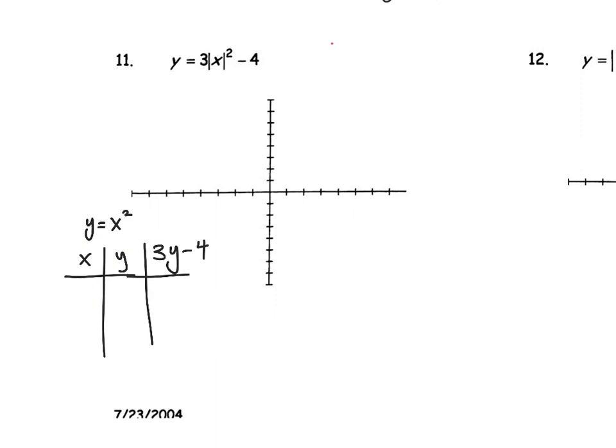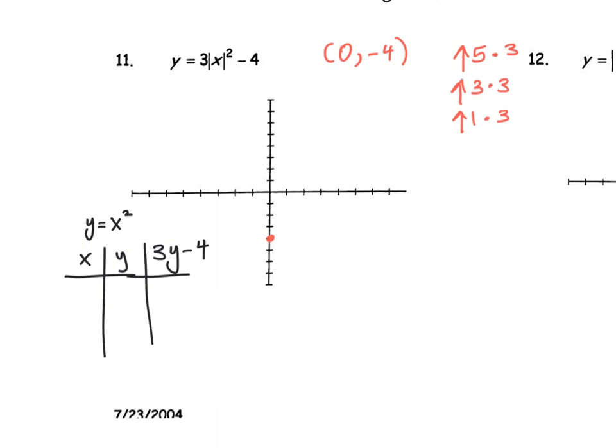So the vertex is going to be 0, negative 4. I'm going to start with that. And I learned that if the a is 3, it means I need to multiply the pattern by 3. So usually the pattern is going up 1 and then up 3 and then up 5. Since a is positive, this parabola is opening upward. Since the a value is 3, I can multiply my pattern by 3. So that means I'm going up 3 and then up 9 and then up 15.